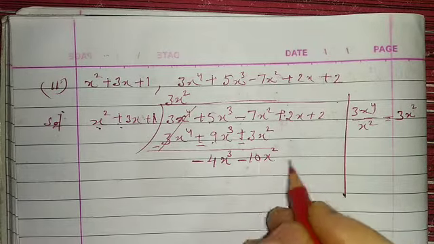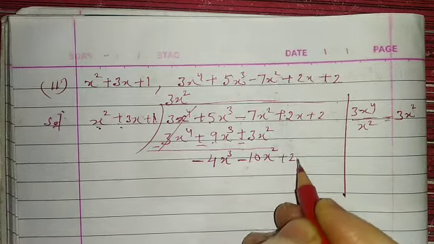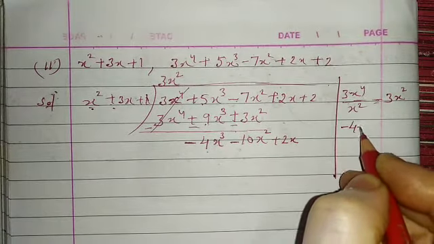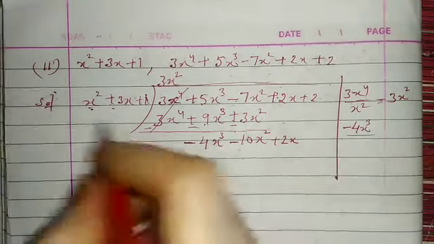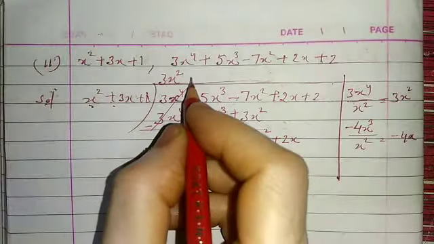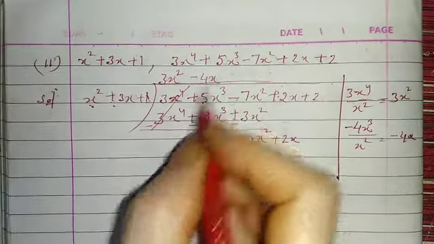Now write the next one, plus 2x. What will be the next term in the quotient? Divide the highest variables by x square. Then this is minus 4x. So the next term will be minus 4x.